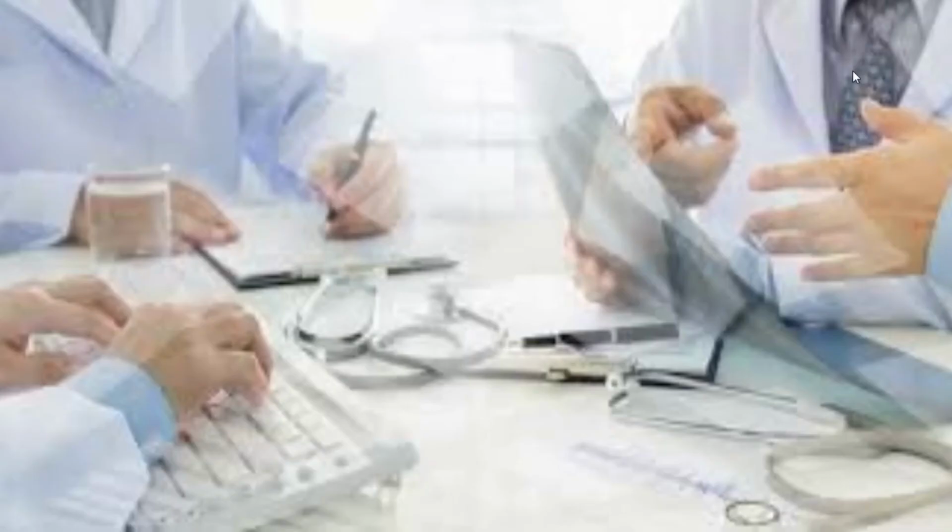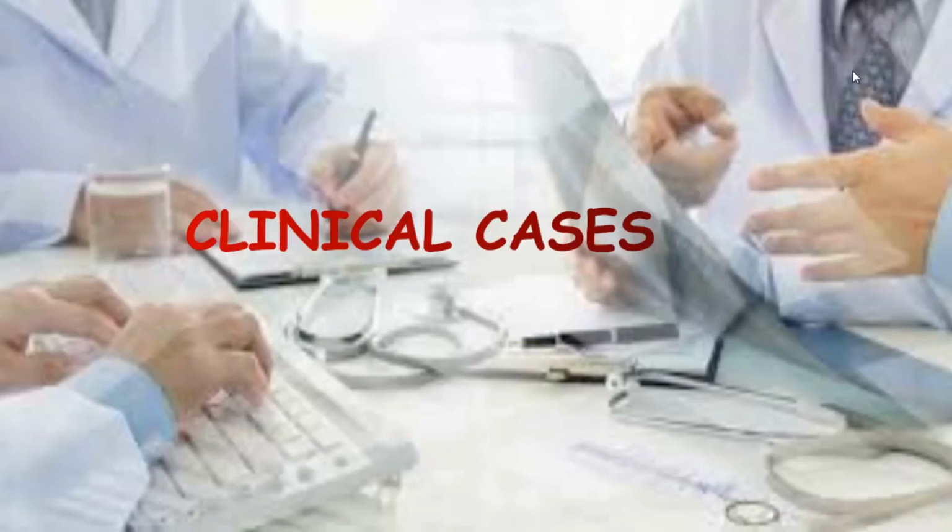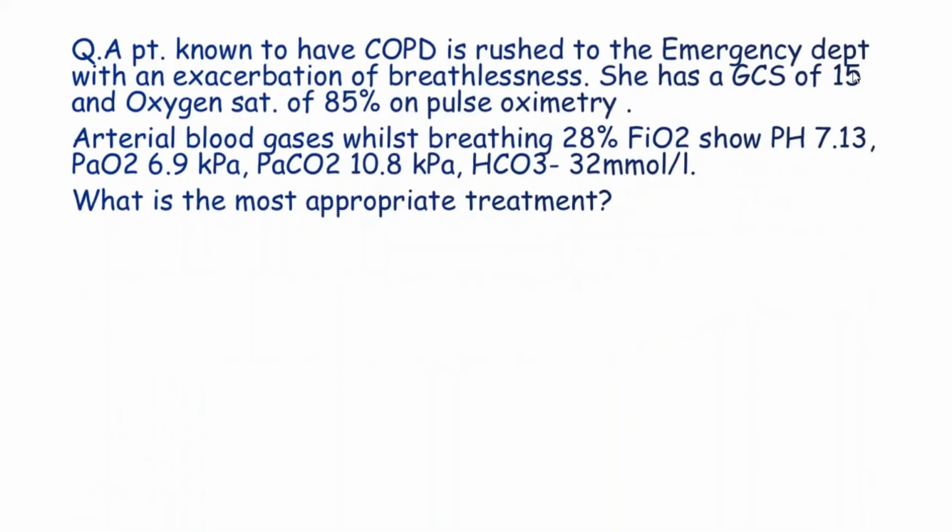Now let's try solving two clinical cases to understand COPD better. Okay, here comes the first question. A patient who is known to have COPD is rushed into the casualty or the emergency department with an exacerbation of breathlessness. On examination, she has a GCS of 15, oxygen saturation of 85% on pulse oximetry. Arterial blood gas values, while breathing on 28% oxygen, are: pH 7.13, partial pressure of oxygen 6.9, partial pressure of carbon dioxide 10.8, bicarbonate 32.